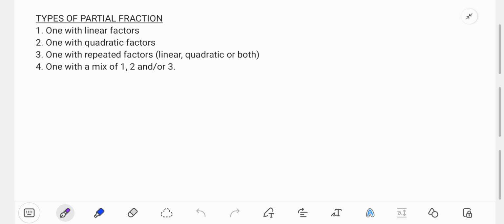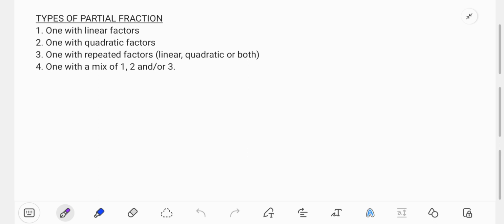So in the subsequent videos I'm about to post, it will be on partial fractions. Okay, so we are going to tackle partial fractions. Now, partial fractions comes in different forms. We have questions on partial fractions which have linear factors. We have the ones which have quadratic factors. We have ones with repeated factors. The repeated factors could be either a linear factor, a quadratic factor, or both of them. Then we have one which comprises the first three.